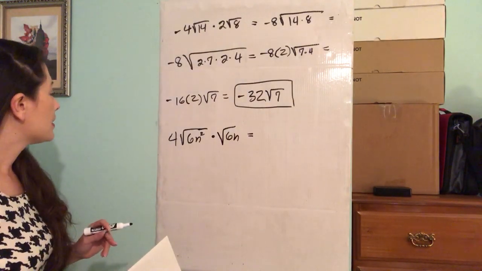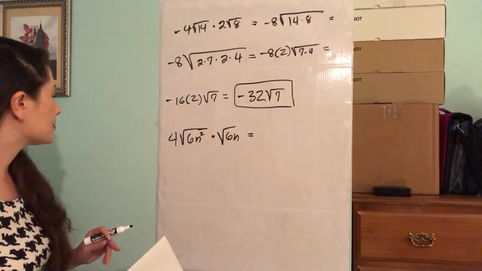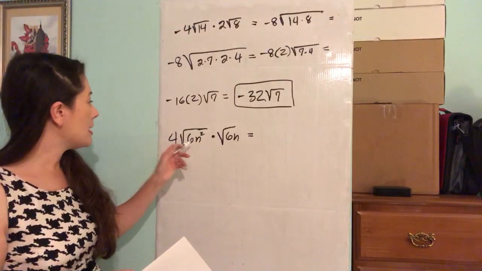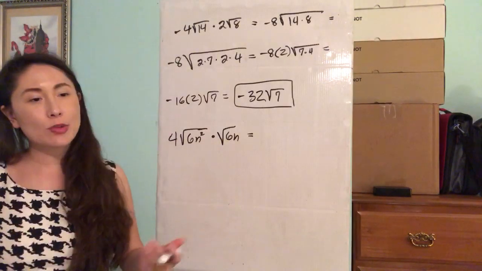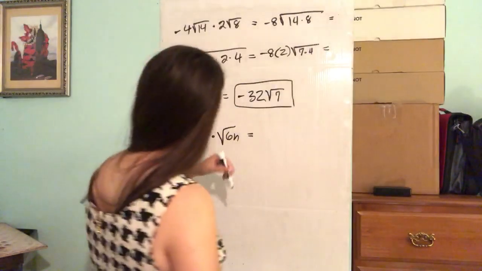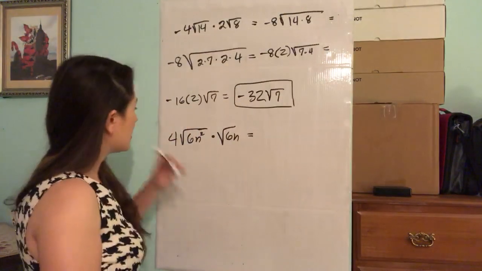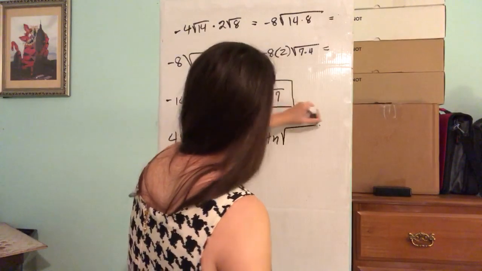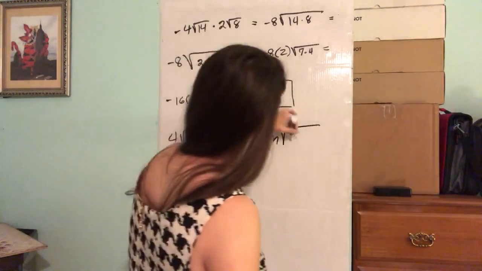All right, so first of all, what do we have under this one? n squared. What's the square root of n squared? n. So we can take n squared out, turn it into n. The square root of n squared is n. So we get 4n times, we're just going to combine these two, 6n times 6n.